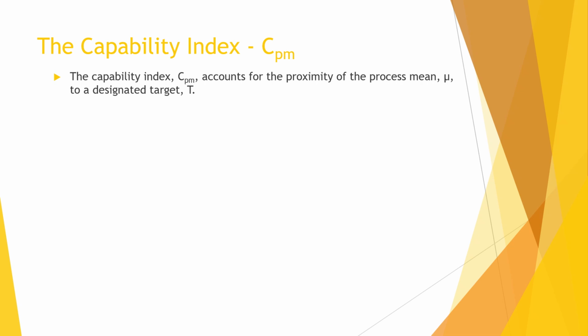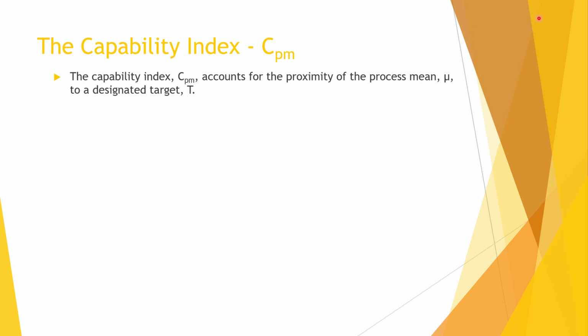So we have another capability index called CPM. The capability index, CPM, accounts for the proximity of the process mean to a designated target T. When the process is centered between the specification limits and the process mean is on target T, CP equals CPK equals CPM.